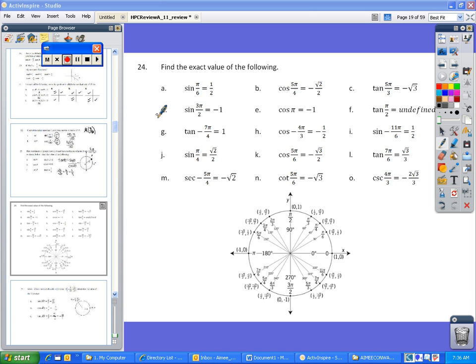Alright, so for number 24, we want to find the exact value of each of these sine, cosine, tangent, cotangent, secant, and cosecant functions. And to do that, we're going to use the unit circle.